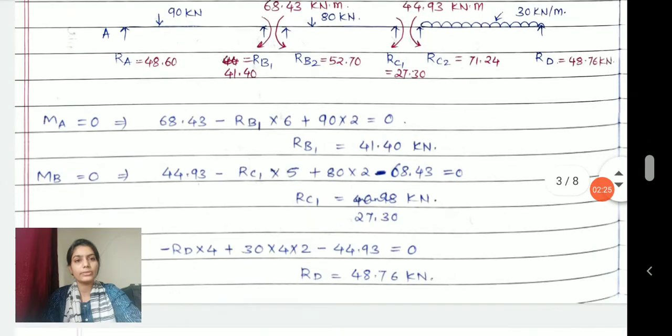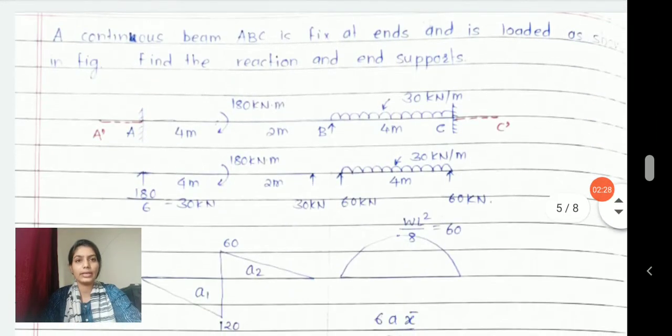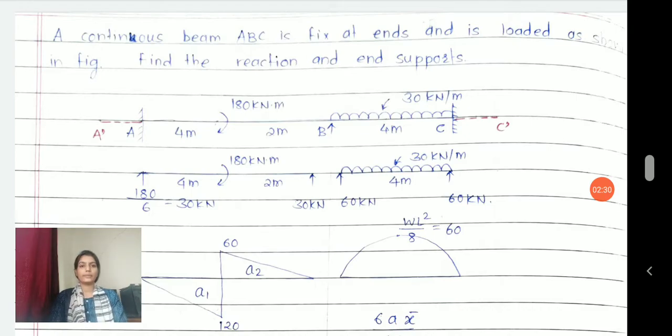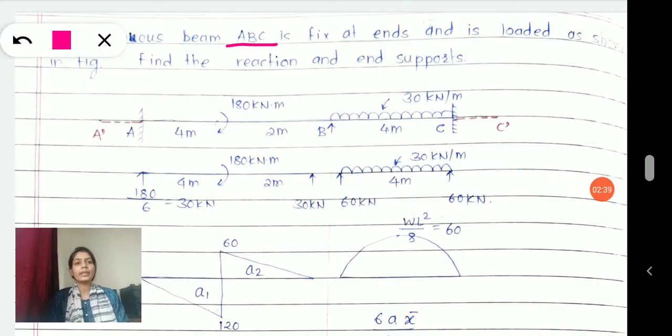We have solved one problem, which is done. I'm trying to solve this new problem today, in which a continuous beam ABC is fixed at one end and loaded as shown in the figure. Find the reactions at the end supports. Okay, so now it is a continuous beam which is fixed at its end. In such problems, how will we proceed, how will we calculate the fixed end moments or support reactions, that we are going to understand today.